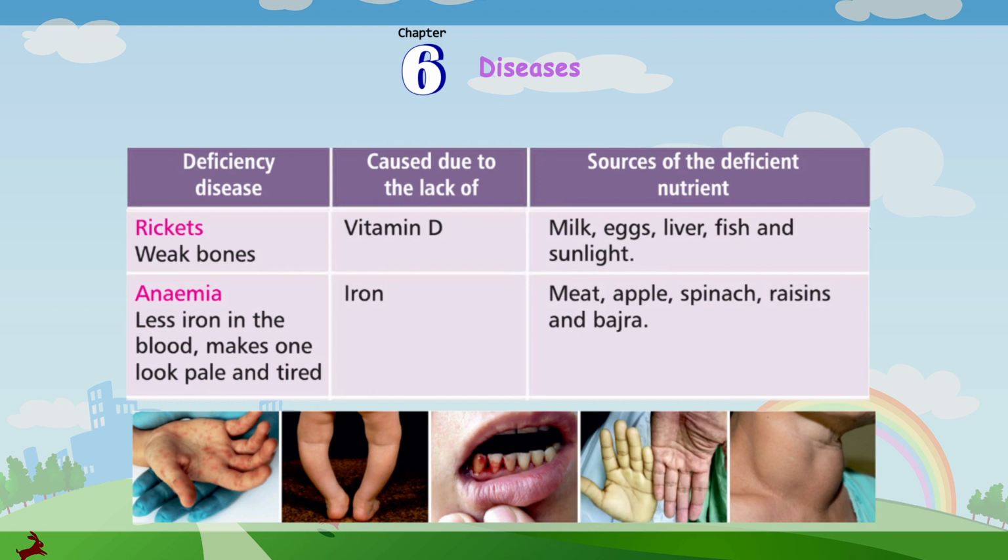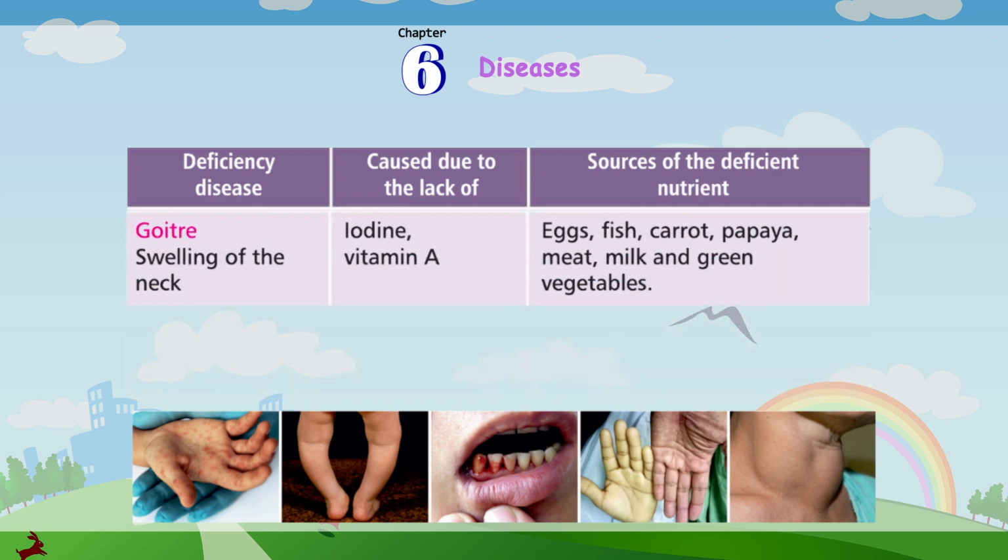Rickets, weak bones, caused due to the lack of vitamin D. Sources of the deficient nutrient: milk, eggs, liver, fish, and sunlight. Anemia, less iron in the blood, makes one look pale and tired, caused due to the lack of iron. Sources of the deficient nutrient: meat, apple, spinach, raisins, and bajra. Goitre, swelling of the neck, caused due to the lack of iodine, vitamin A. Sources of the deficient nutrient: eggs, fish, carrot, papaya, meat, milk, and green vegetables.